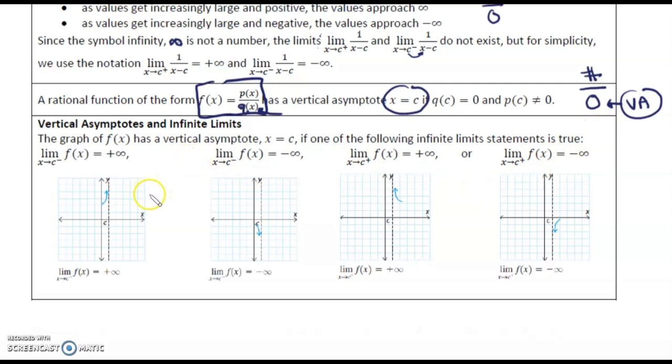When we assess whether these are vertical asymptotes, and how we approach from both the left and the right, we use vertical asymptotes and infinite limits. The graph of f at x has a vertical asymptote at x equals c, this dotted line, if one of these statements is true: the limit as x approaches c from the left approaches infinity, or negative infinity; or the limit as x approaches c from the right approaches infinity, or negative infinity. If any of these statements are true, then we have a vertical asymptote at c.